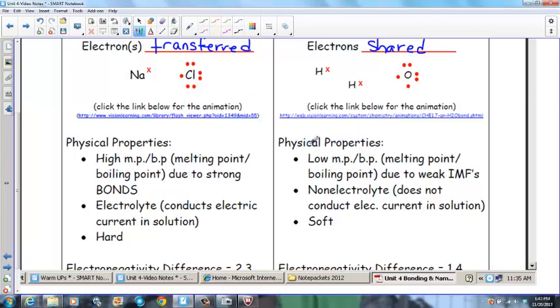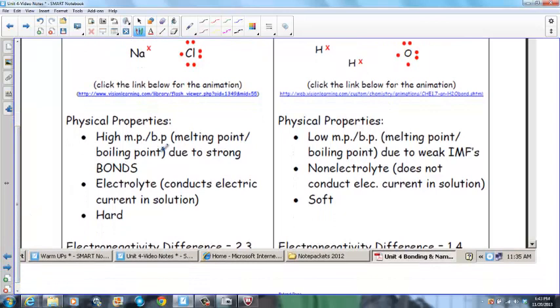For covalent compounds, their physical properties are low melting points and boiling points, and that is due to weak intermolecular forces, or forces of attraction between the nuclei and the valence electrons. They are non-electrolytes, so they're the opposite: they do not conduct electrical current in solution, and they are soft versus ionic compounds, which are hard. So remember, sodium chloride, table salt, is a hard compound.